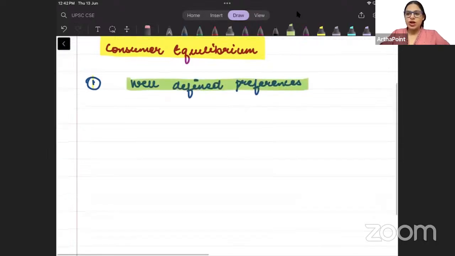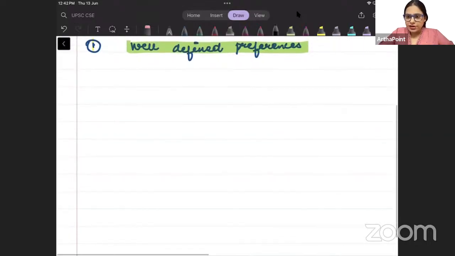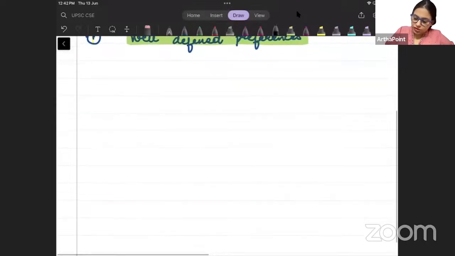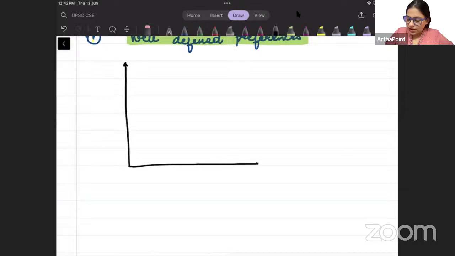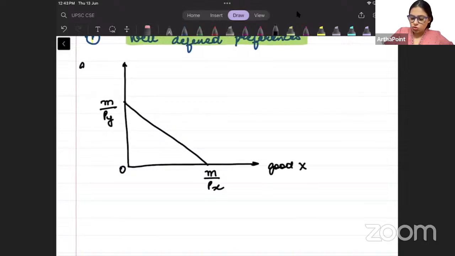Right? Okay, try to understand. Well-defined preferences were those where we had a good enough indifference curve, which was a downward sloping, convex indifference curve. So, for example, if I give you a budget line, this is M by Px, this is M by Py, this is good X, and this is good Y.